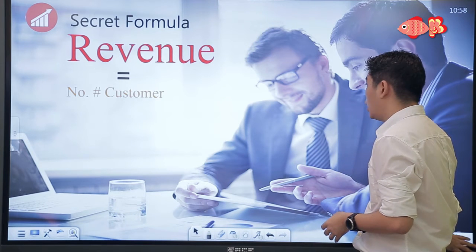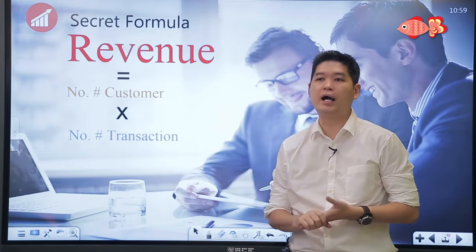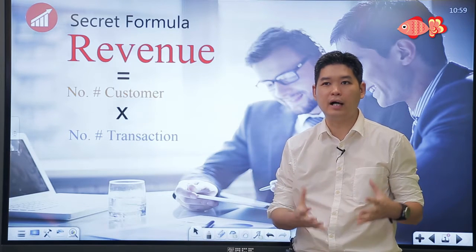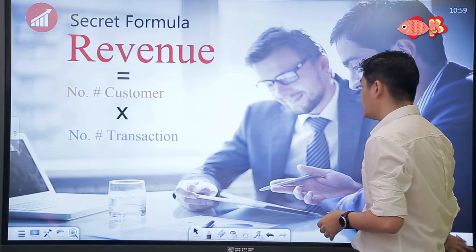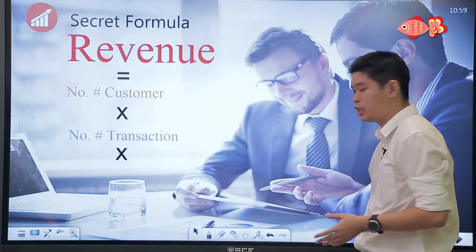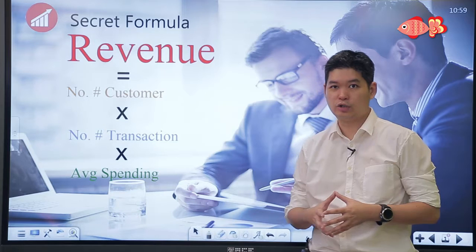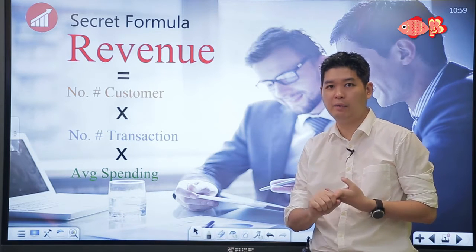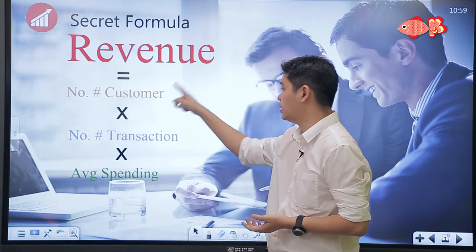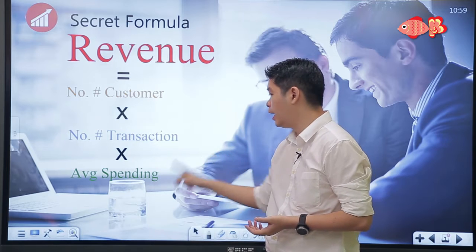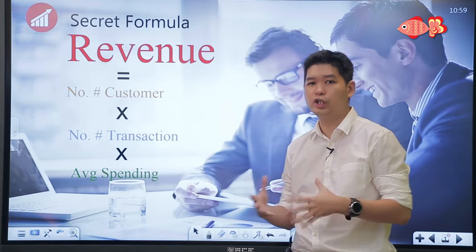Number two is, on average, how many times does this customer buy from you in a month or in a year's time? And lastly, every time this customer comes back and does business and purchases with you, what is their average spending? So we need these three elements in order to improve your business revenue: the number of customers, the number of transactions, and the average spending. So you may have a question, how do I improve each of them?